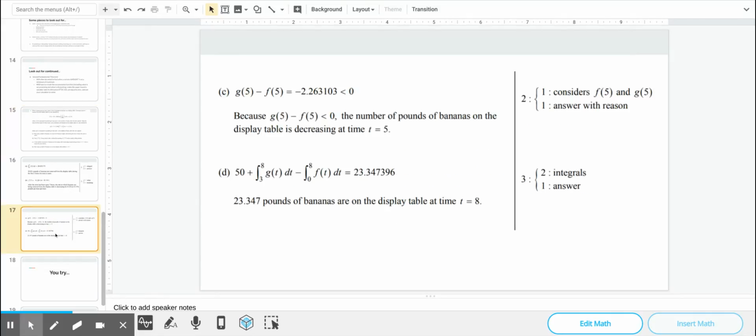If you look at the actual answers itself, it does a subtraction here, right? So if I take g of 5 and subtract it from f of 5, if the answer is negative, that means f of 5 was bigger, which means that it is, in fact, the number of bananas is actually decreasing because customers are taking bananas off faster than they're putting them on. And so that is the case here.